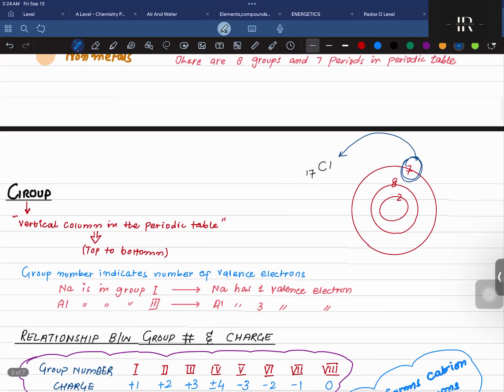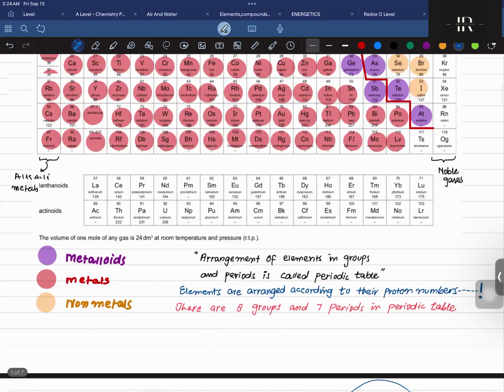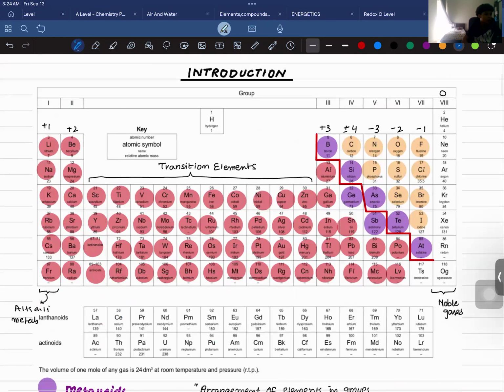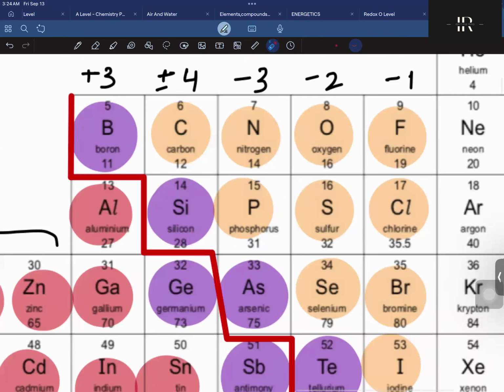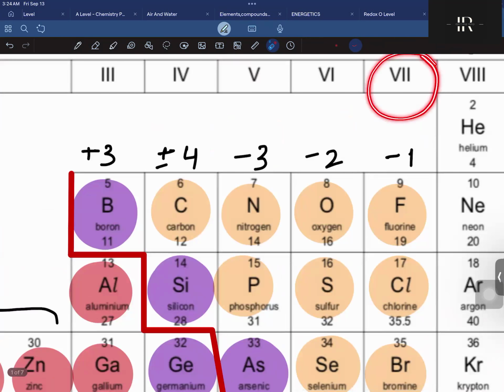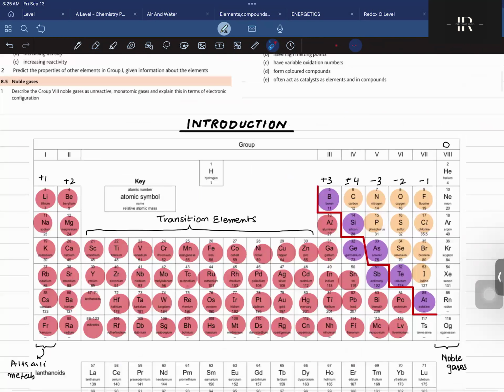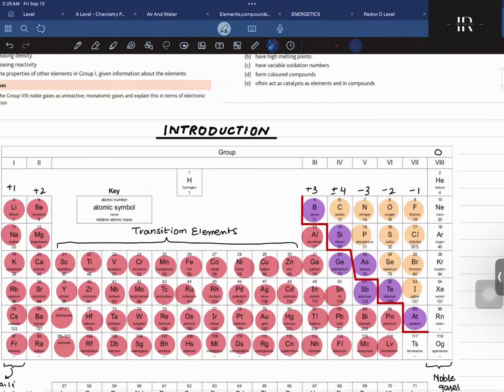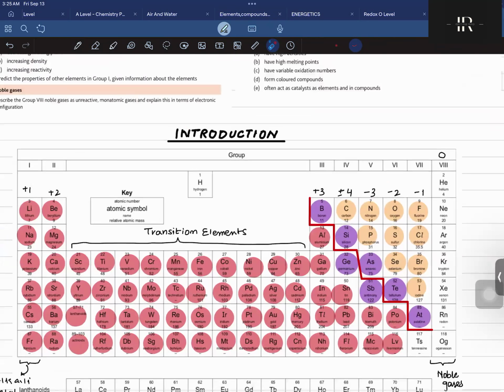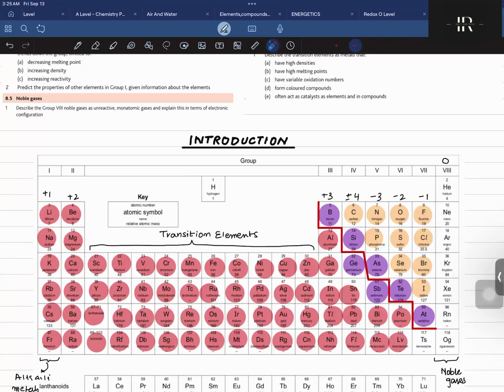If you can cross-check from the periodic table, you will see that this is chlorine. Is it always the last number? Yes, exactly. It's always in group 7. Only the last shell electrons, which are also known as outer electrons, which are also known as valence electrons.